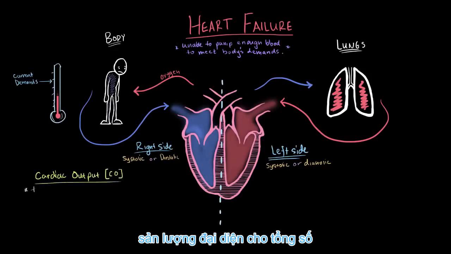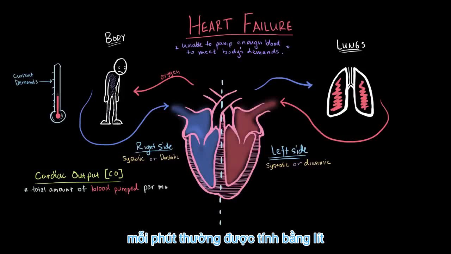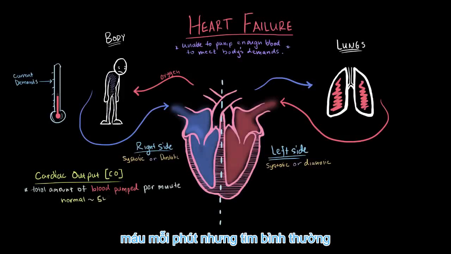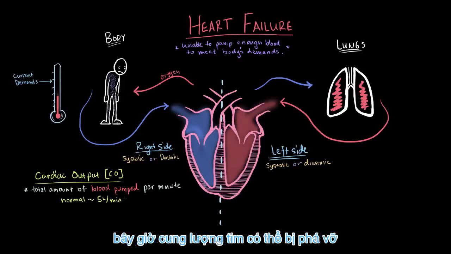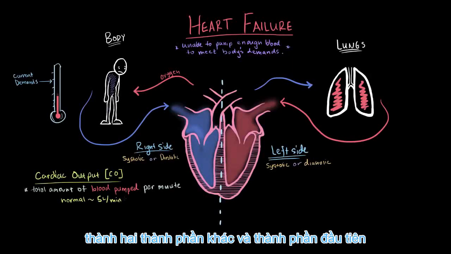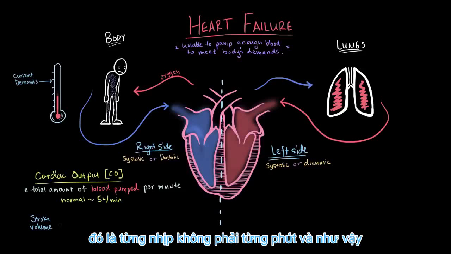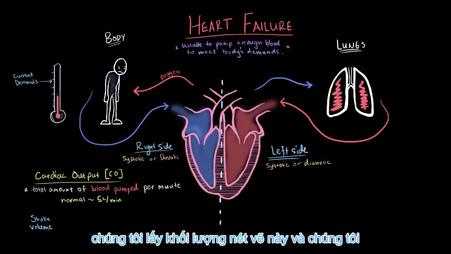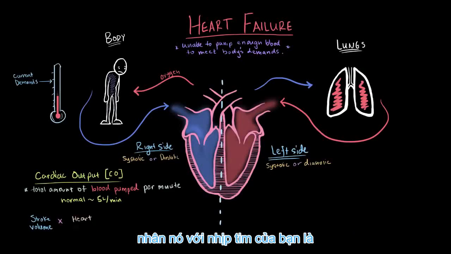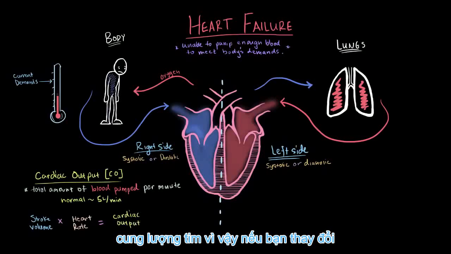Cardiac output represents the total amount of blood that the heart's able to pump every minute, usually given in liters of blood per minute. And a normal cardiac output is around 5 liters per minute. Now, cardiac output can be broken down into two other components, and the first is stroke volume, which is the amount of blood pumped out every beat, which is different than cardiac output because it's every beat, not every minute. And so we take this stroke volume and we multiply it by your heart rate, which is measured in beats per minute. And those two multiplied together equals your cardiac output.